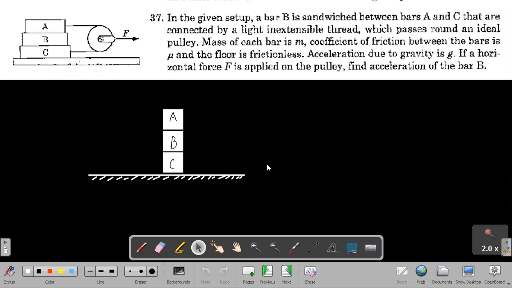The three blocks A, B, C are shown in the figure, in which block A and block C are connected by an ideal string passing over an ideal pulley, which is pulled by the force of capital F. There is friction between all the blocks. That means between A and B, between B and C, and the coefficient of friction is similar, mu. Masses of each block are identical, given as small m. Now we have to find the acceleration of block B.